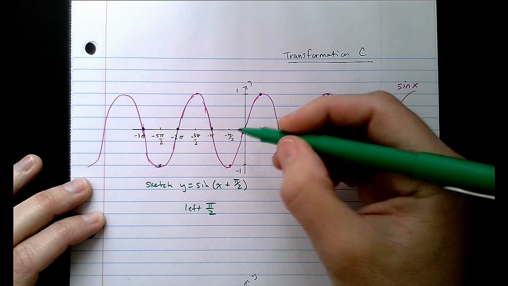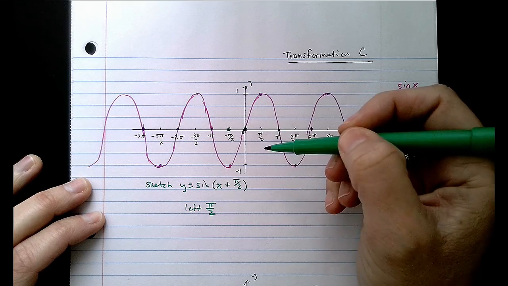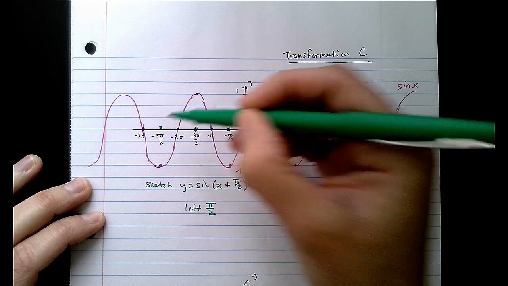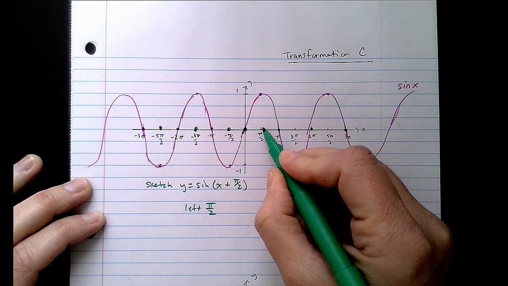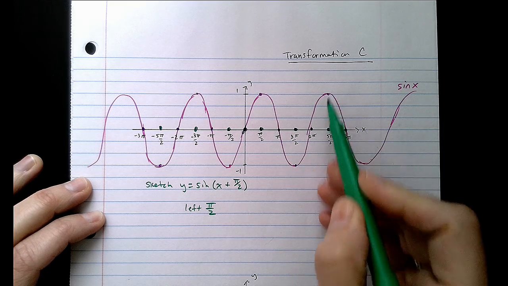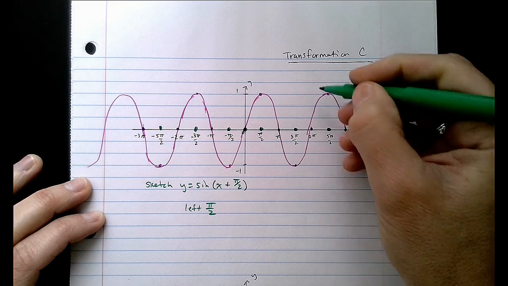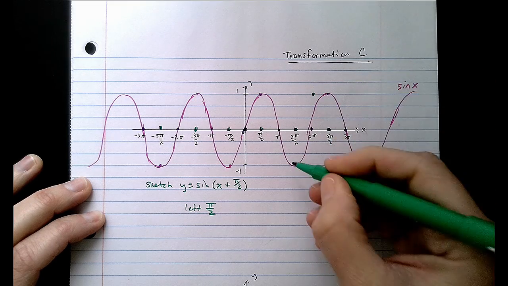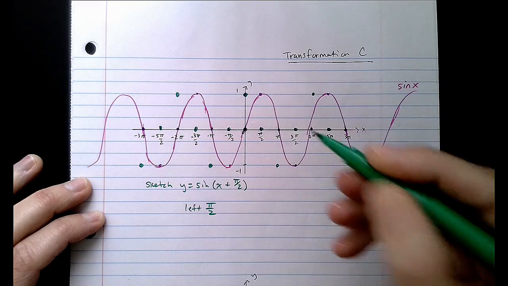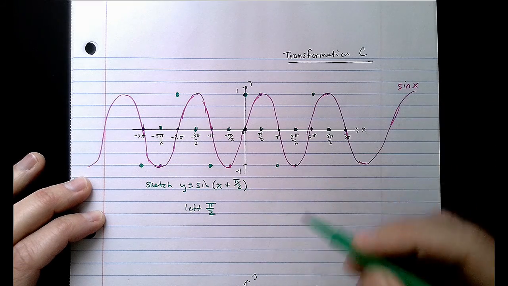So watch. I'm going to start with the origin here. This is the sine wave. I go one to the left. That point is now here. This point is now here. This point is now here. And I can do this with each one. This point is now here. Now, each of the maxes and mins will move one pi over 2 to the left. So this will be here. Okay, now you can see we have our pattern, so let's sketch it.